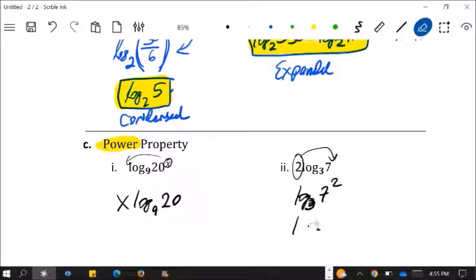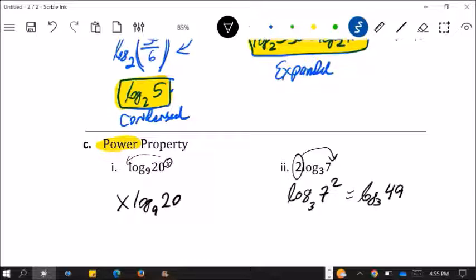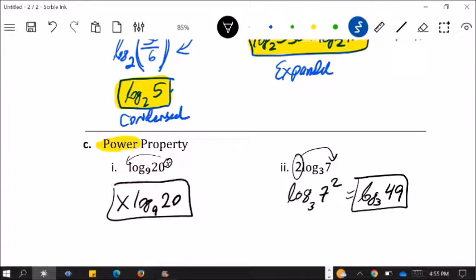Oh, let's clean up some of these things. I was writing too fast. Okay. Log base 3 of 7 to the squared, which is actually equal then to log base 3 of 49. So in one case, we took the exponent, moved it back, and the other case, we moved it in front.